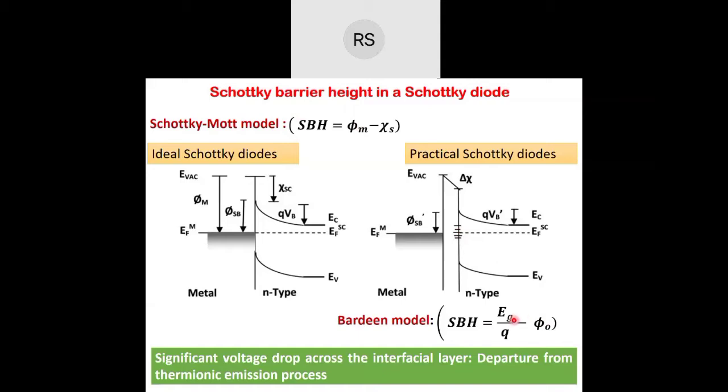So when we fabricate Schottky diodes practically in our laboratories, I will show you an example, we always get barrier height in between. The upper limit is the Schottky-Mott model, the lower limit is the Bardeen model. So physics-wise, I know where it should lie when I am trying to make a Schottky barrier diode.